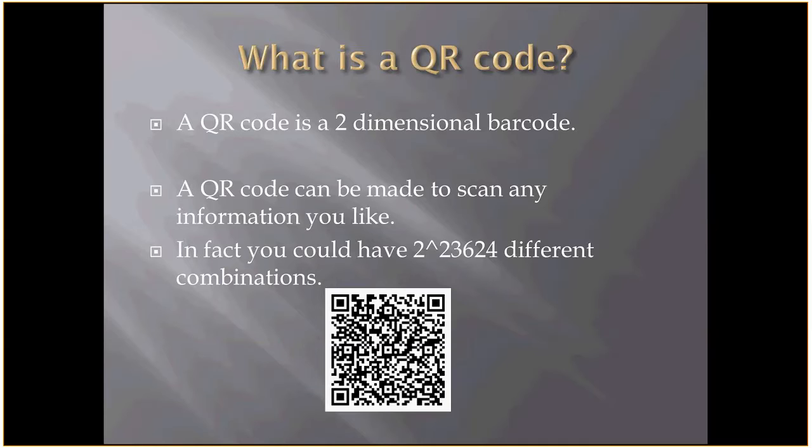Information Now utilizes QR coding. A QR code is a two-dimensional barcode. A QR code can be made to scan any information you really are interested in putting onto a screen. In fact, this is how many different combinations you could have. Below is a picture of what a QR code generally looks like.